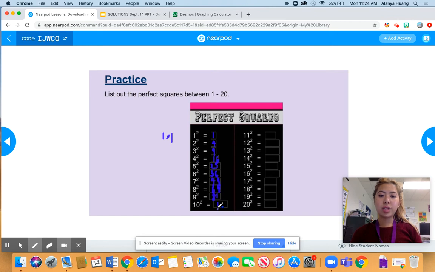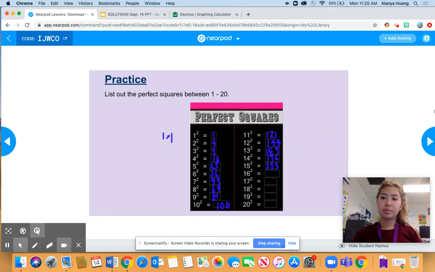10 squared, 100. 11 squared, 121. 12 squared, 144. 13 squared, 169. 14 squared, 196. 15 squared, 225. So I highly recommend that you guys memorize the perfect squares from 1 to 15. It'll make your lives easier. You guys can fill in the rest on your activity on the next slide.